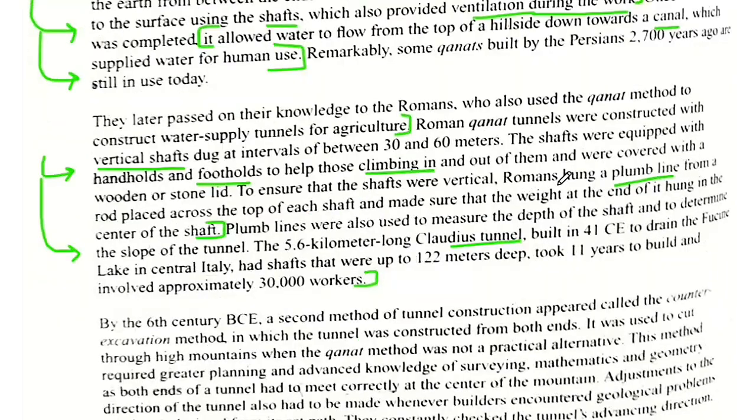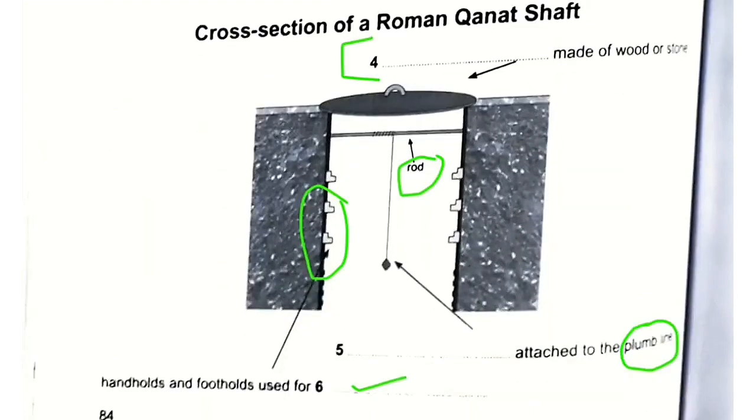Plumb line. Romans hung a plumb line from a rod placed across the top of a shaft and made sure that the weight at the end of it hung in the center of the shaft. So the answer is weight. Here you can see weight was attached to the plumb line. So the answer is weight here.